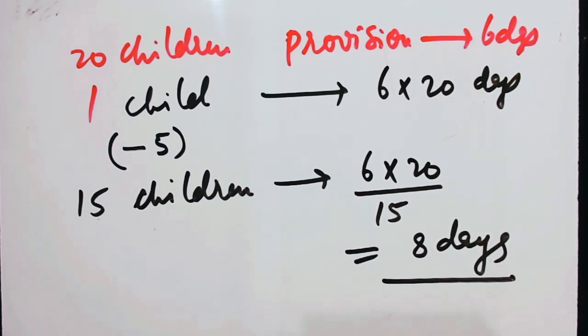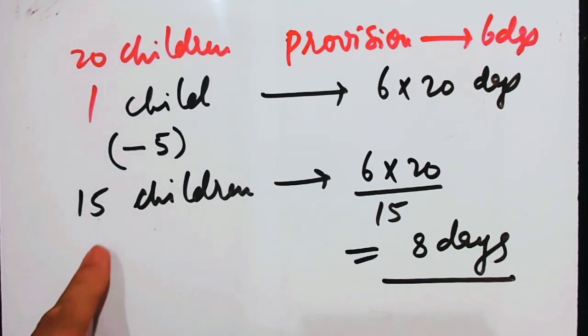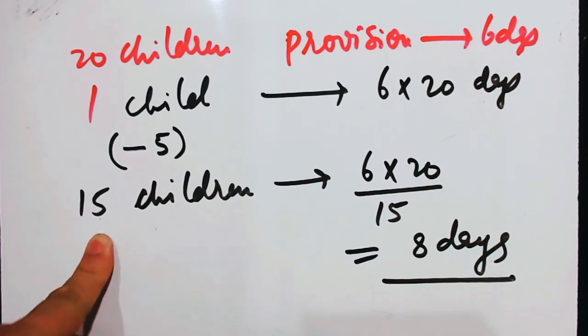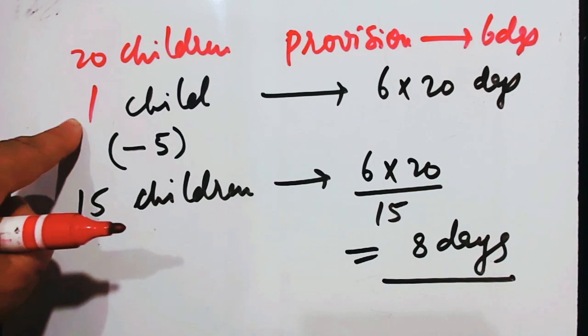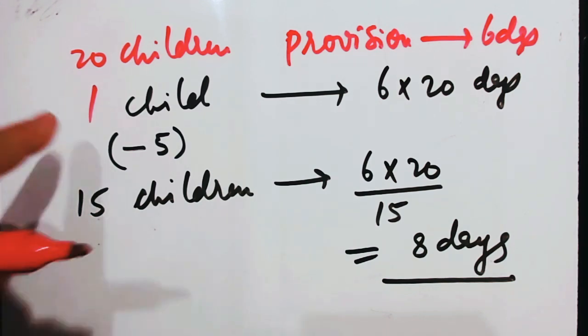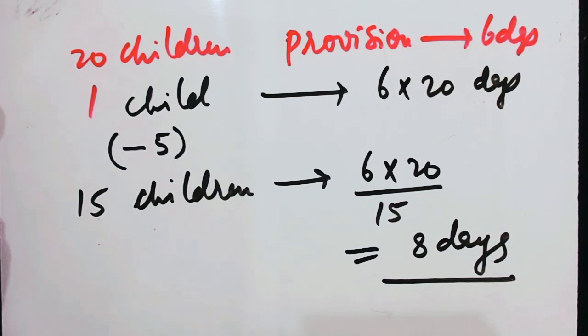So, we saw how in the unitary method, first we found the value of 1 and then we found the value of many. Now, in order to find the value of 1, either we have to switch to direct variation or inverse variation, isn't it? So, for the next exercise, you will have to stay tuned.